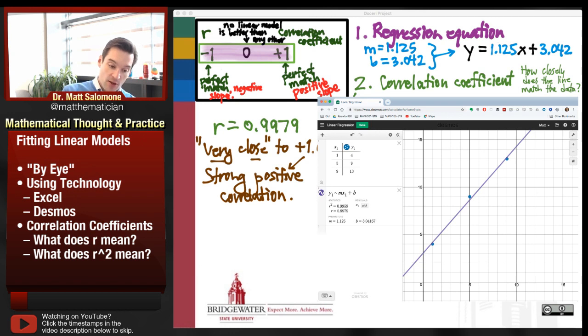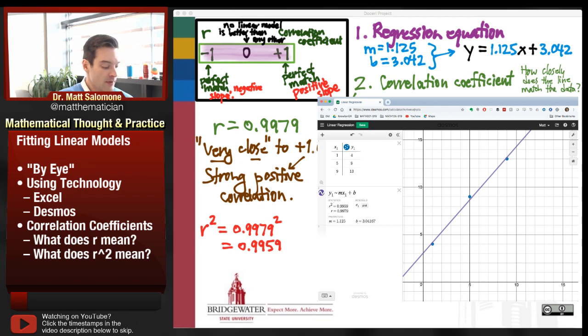The other statistical artifact that comes out of a regression is what happens when I take that number and I multiply it by itself, 0.9979 squared. That r squared value, 0.9959, is another type of correlation coefficient. It's called the coefficient of determination.